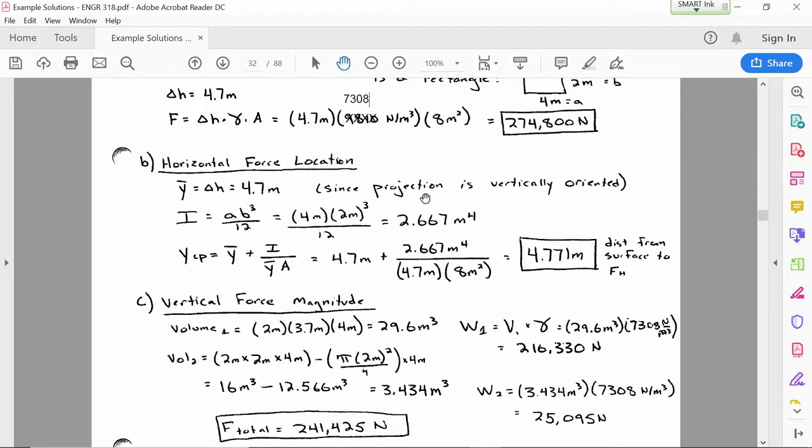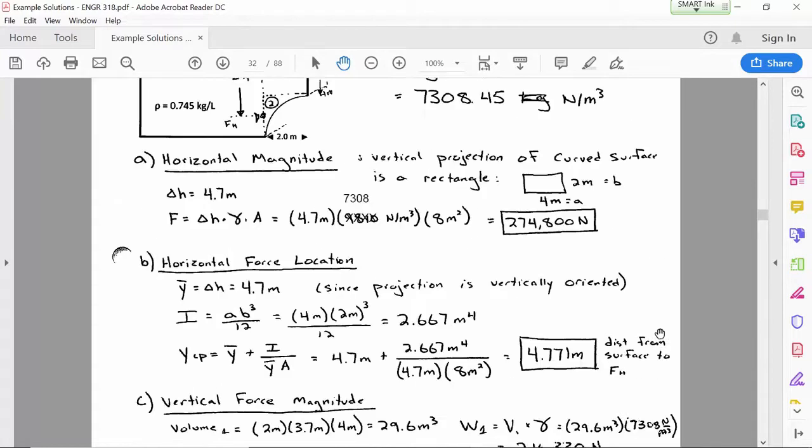So overall we have the area moment of inertia, put it into the YCP equation, and what YCP represents in this case is just the vertical distance from the surface to the point of force application. Because it's a vertical projection, YCP doesn't have to follow an inclined path. It's just straight up from where the force is located to the surface. Any questions so far?